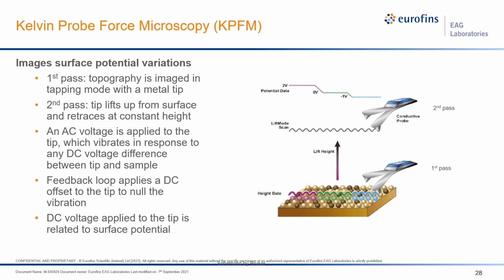So during that second pass, an AC bias is applied to the tip. When the tip is above a material with different surface potential, the AC bias causes it to vibrate. The feedback electronics apply a DC offset to the probe in order to null this vibration. The DC offset voltage is therefore related to the difference in work function between the tip material and the sample material.